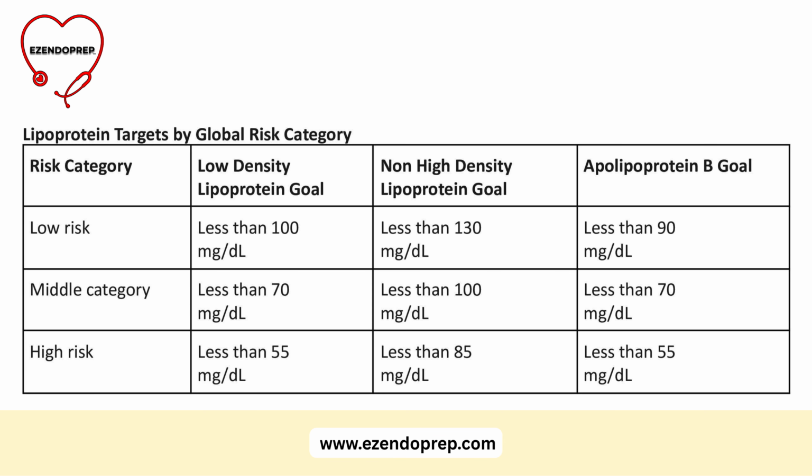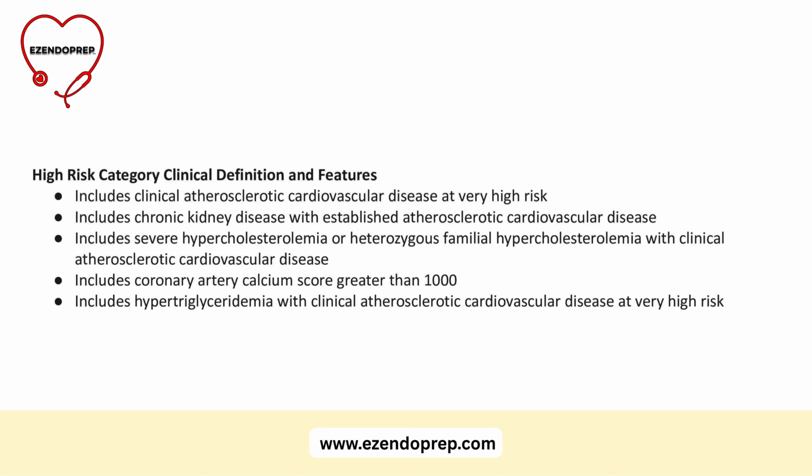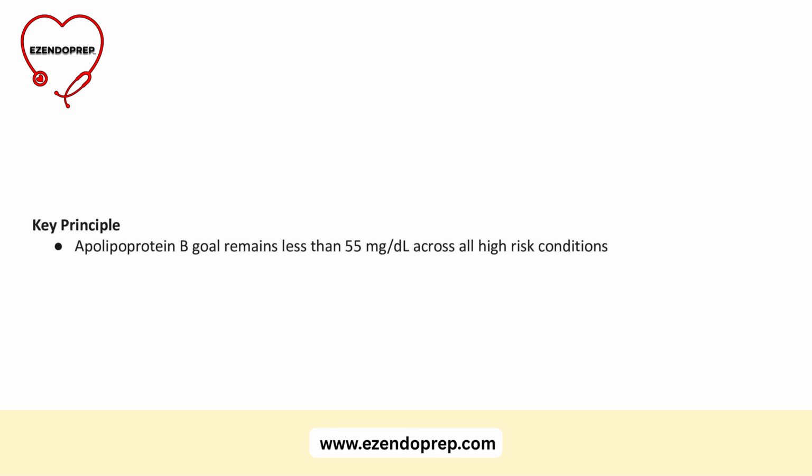In this category, the targets are more aggressive. LDL should be less than 55. Non-HDL should be less than 85, and apoB should be less than 55 milligrams per deciliter. This group includes patients with severe hypercholesterolemia or heterozygous familial hypercholesterolemia in the presence of clinical atherosclerotic cardiovascular disease. It also includes patients with a coronary artery calcium score greater than 1,000. For hypertriglyceridemia, this includes patients with clinical atherosclerotic cardiovascular disease who are at very high risk. Again, the apoB goal remains less than 55.